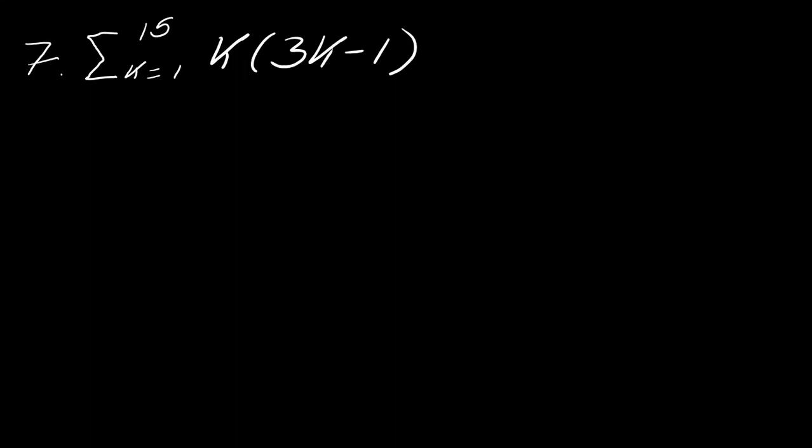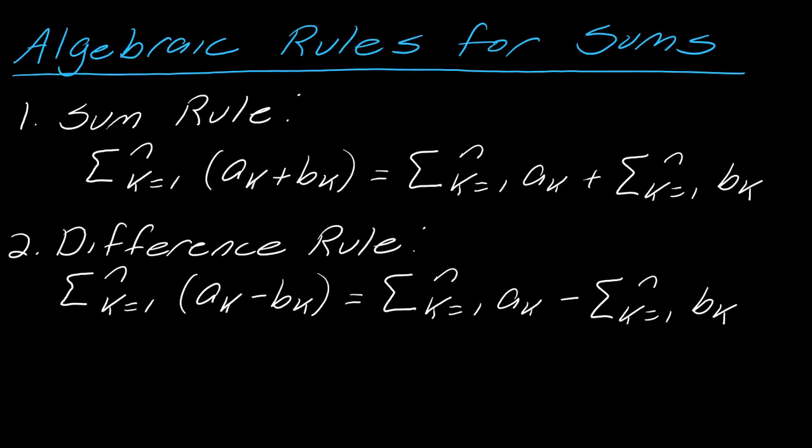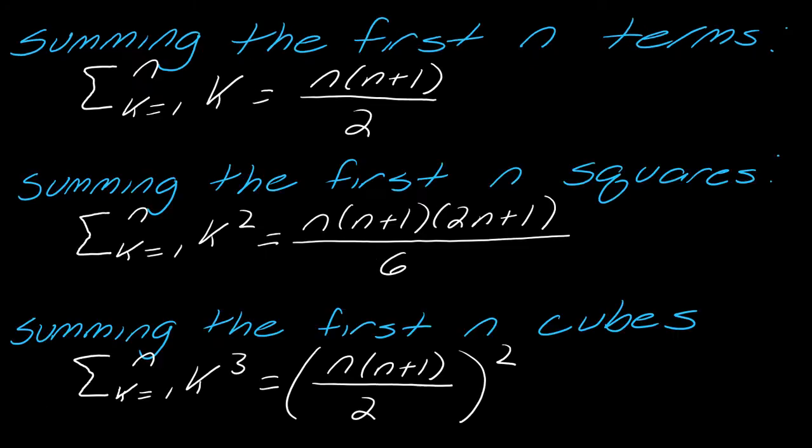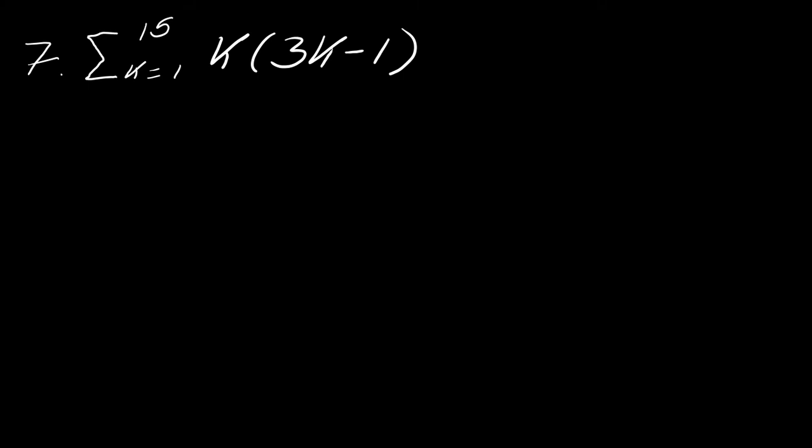So for number 7, this problem looks a little bit tricky. I've got k times (3k minus 1), and I've got to sum this from 1 to 15. One thing I want to point out in our sum rules is that we don't have a multiplication rule. We have a constant multiple rule, but I don't have something that says if I'm taking k times another expression, that I can break those up. I'm bringing this up, and you can pause the video if you need to review the formulas, because as this is written, I cannot evaluate this, so I need to distribute this k first. So let's go ahead and do that.